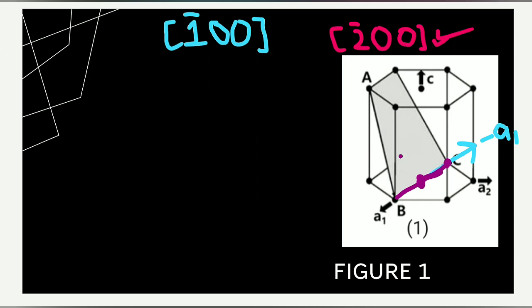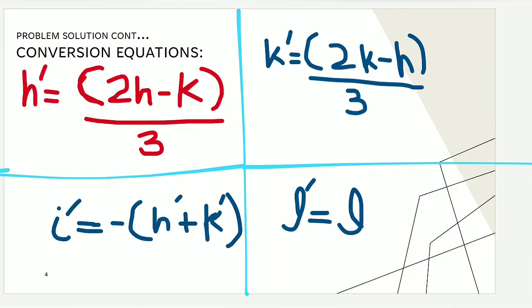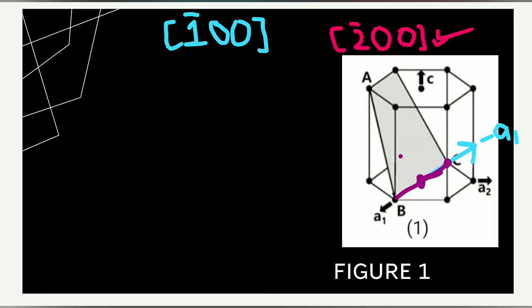We need to calculate Miller-Bravais indices right now, and for that purpose I already mentioned these conversion equations. These conversion equations will be used to find our Miller-Bravais indices for directions, given that we know the Miller indices H, K, and L. And this is the easiest way to find our Miller-Bravais indices. The other methods are complex and unconventional. That is why I'm using this method, where we are using Miller indices as a pathway towards Miller-Bravais indices. So here we can see that H is equal to the reduced one.